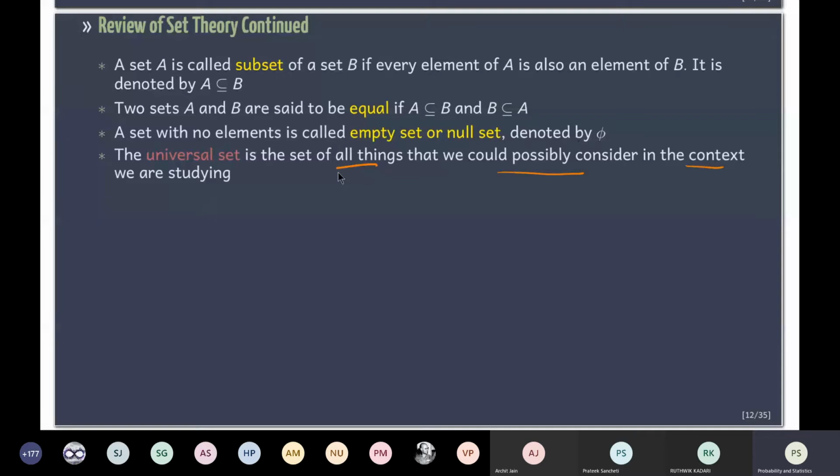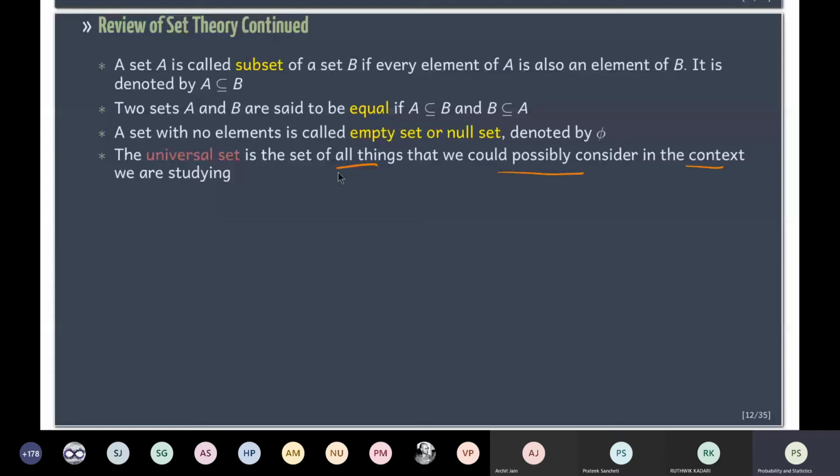If we are studying real numbers and not going to go beyond them, then we take the universal set to be the real numbers. If we are only studying fruit, the universal set will be the set of all fruits and so on. There is nothing like a universal set that contains everything. We don't do that. The universal set depends on the context that we are studying. Every set is obviously a subset of the universal set.